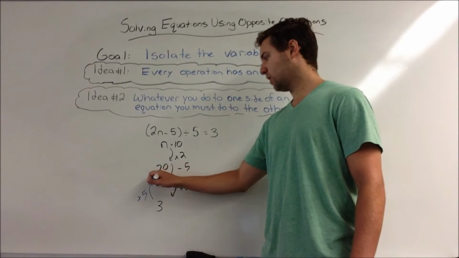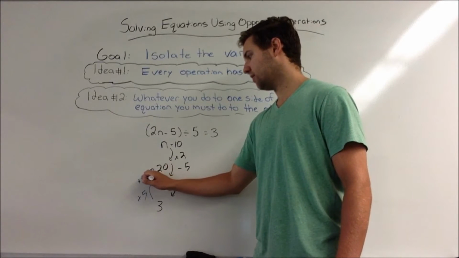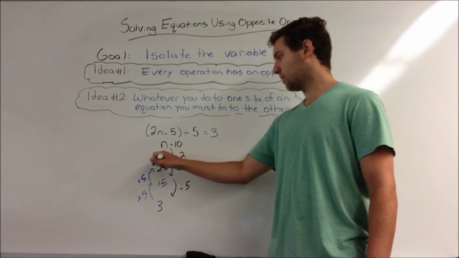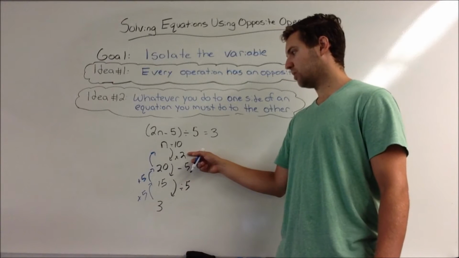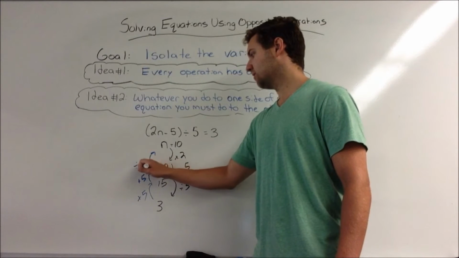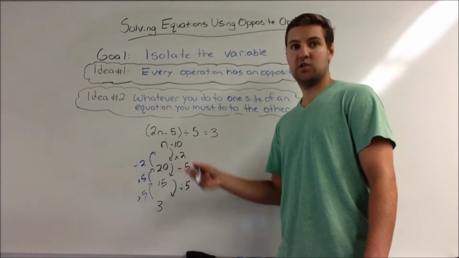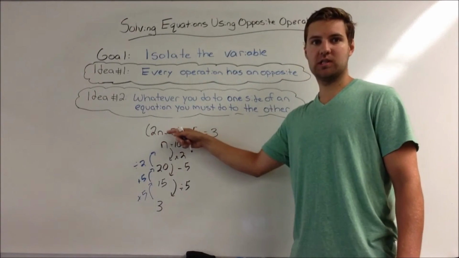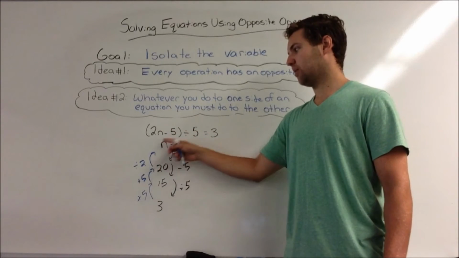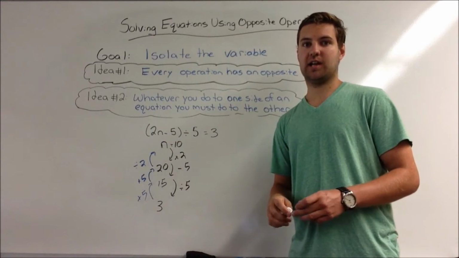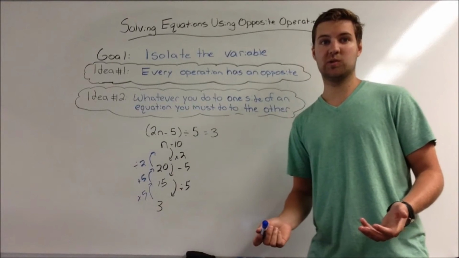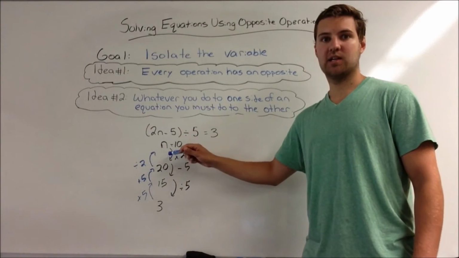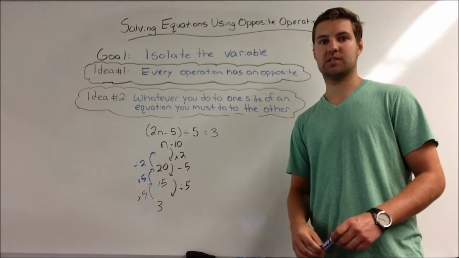Same thing here. We could have just added 5. 15 plus 5 is 20, because that's the opposite of subtracting 5. Same thing here. The opposite of multiplying by 2 is dividing by 2. 20 divided by 2 gave us our answer as 10. So we're working backwards up our ladder using opposite operations to get our answer. And that's really what we do when we solve using opposite operations. We work backwards from the end back to our beginning using opposite operations.